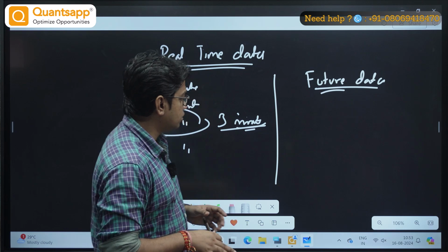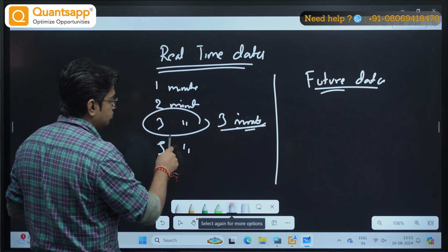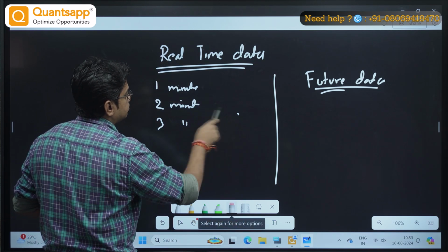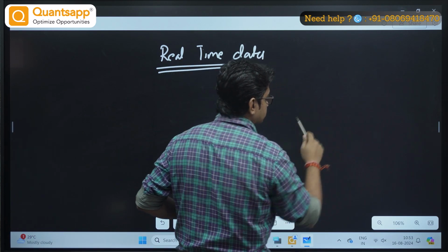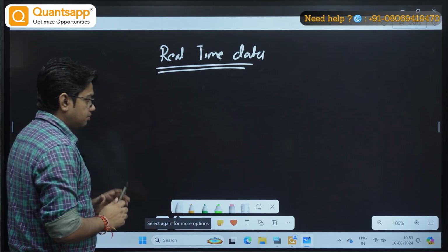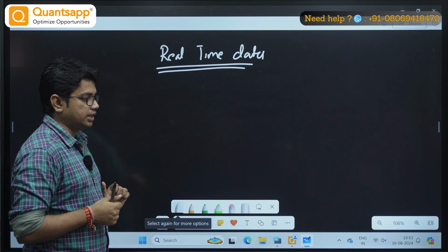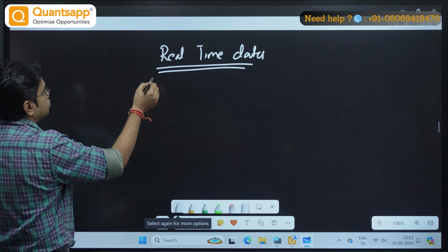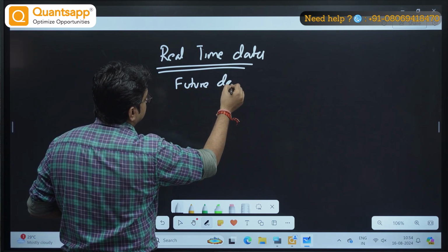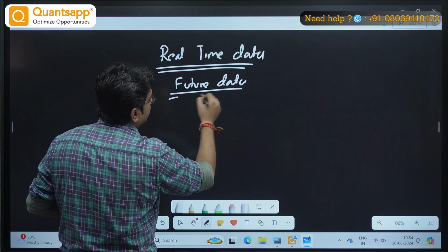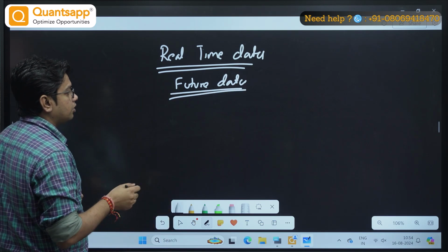All right, so now I want to show you how I am choosing those particular stocks and what the basis of choosing those stocks is. See, most of the time I go with the futures data. So here, in the futures data, I look for OI build up.